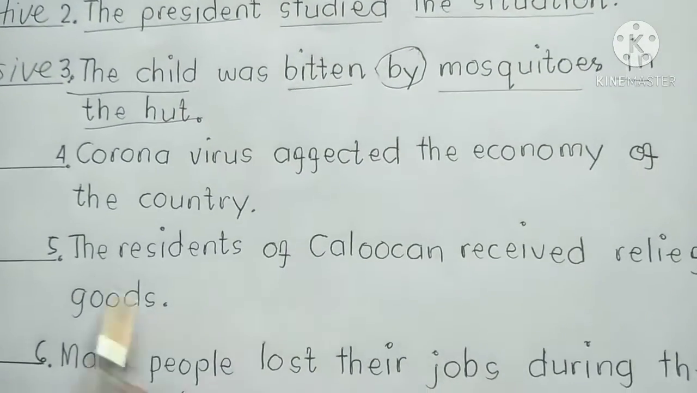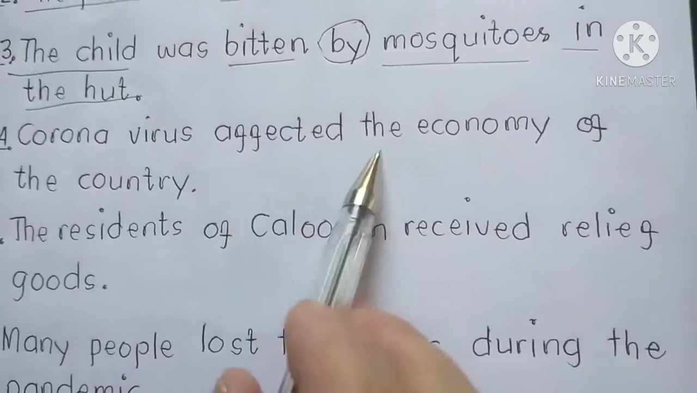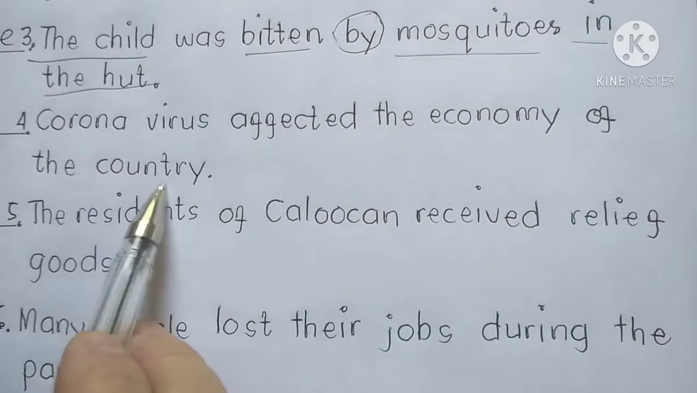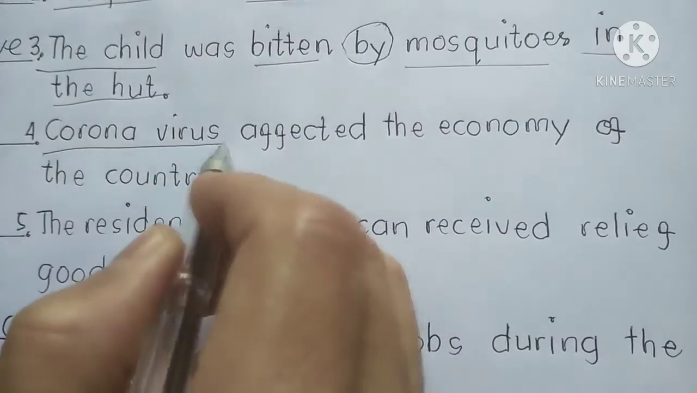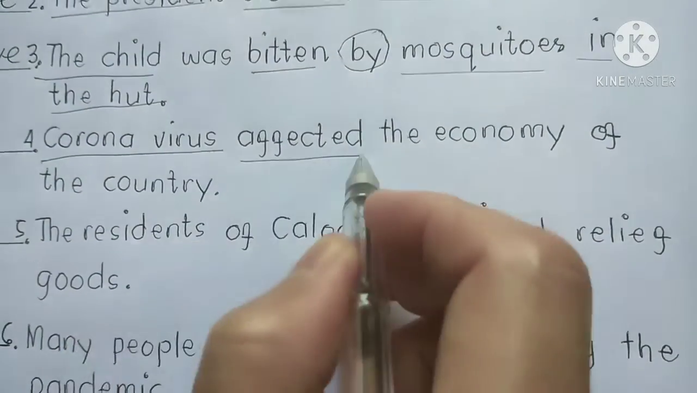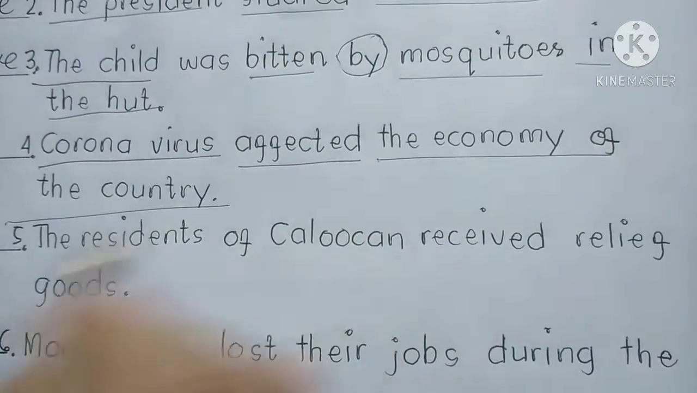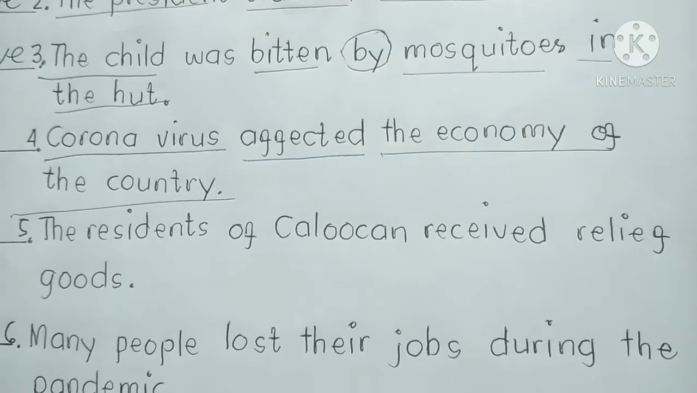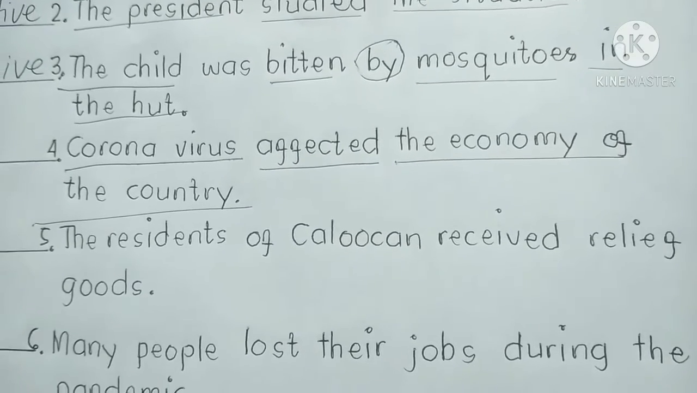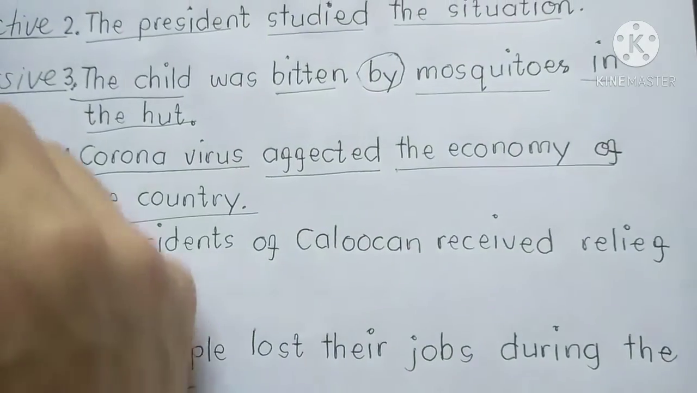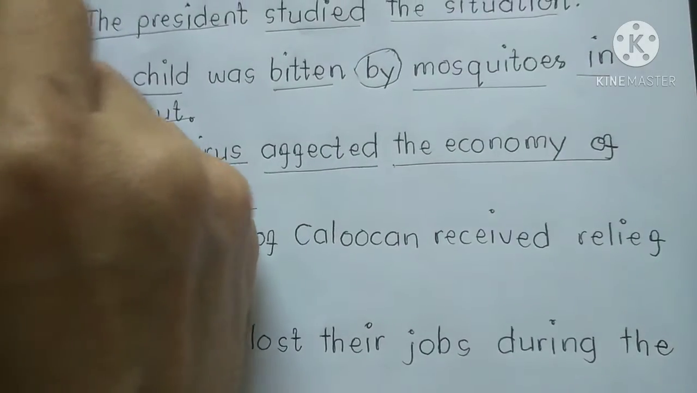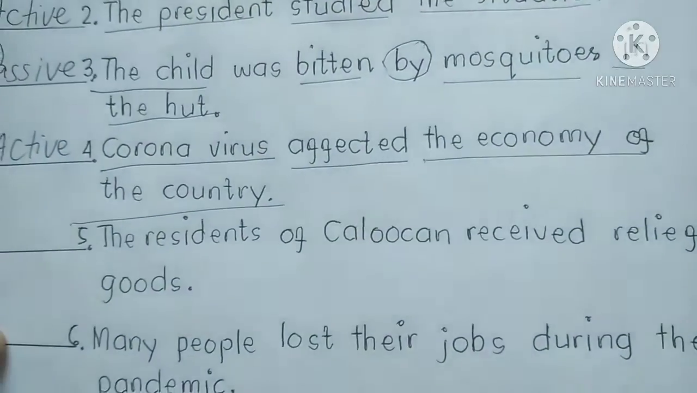Number 4. Coronavirus affected the economy of the country. So the subject is coronavirus. Our verb is affected and the predicate is the economy of the country. It was stated that our sentence is in the active form. That's great, my dear viewers.